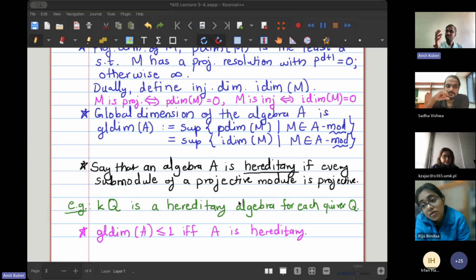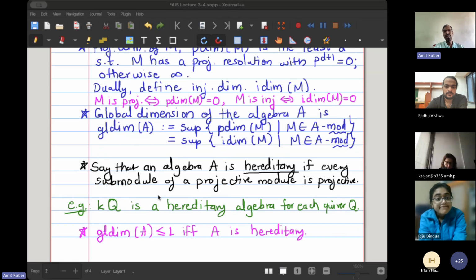Because they were defined in a similar way, right? Projective modules were just left ideals and injective modules were right ideals generated by the same primitive element. So there should be a perfect one-to-one correspondence between them. And we will show that soon.